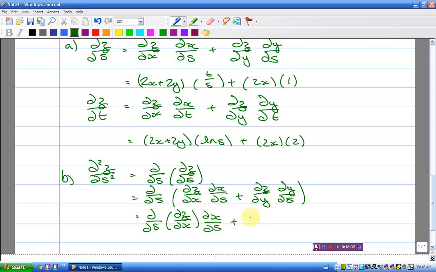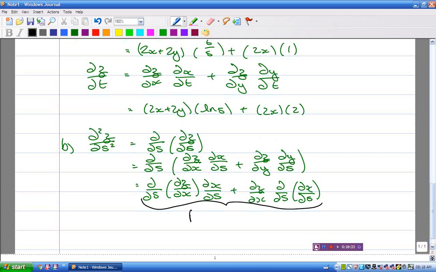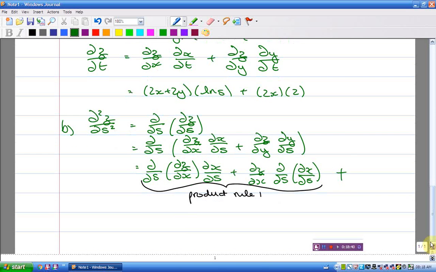Plus, okay, so product rule says that if you differentiate a product, you end up with two terms where each of the factors in the original expression gets a term to itself where it's the one being differentiated. Okay, so all of this is the first product rule. Product rule 1. And then we have plus, and then we do the second product rule.